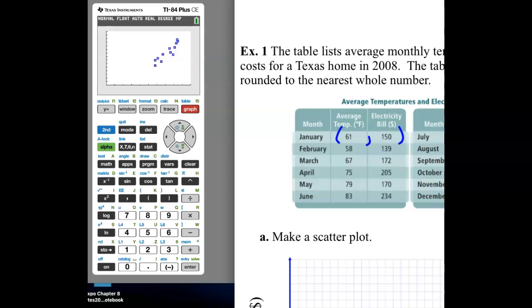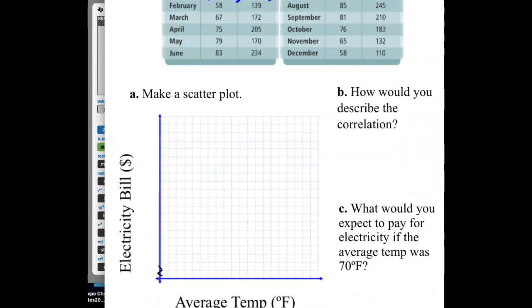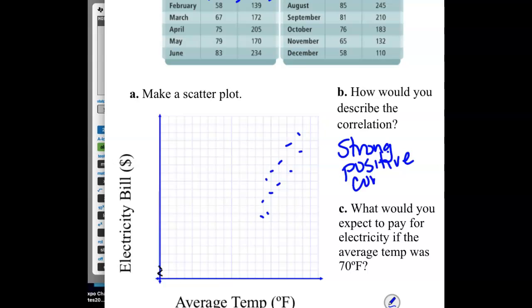Is it a strong or weak positive? It's pretty strong. Those points really look pretty close to a line, right? They're not all going to be on the line, but they look pretty close. So for our analysis here, go ahead and just do a quick sketch to show what that graph looked like. I know we haven't plotted the points. Again, we're doing this for time's sake. But we would describe this as a strong positive.